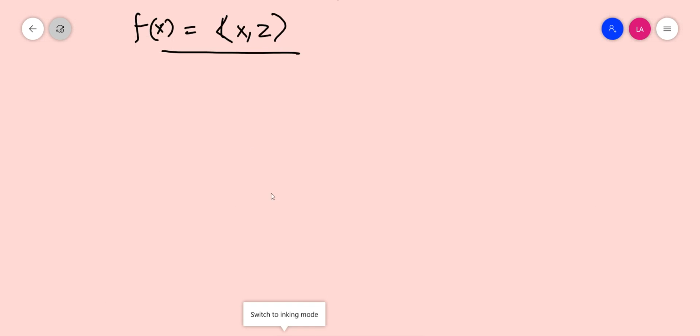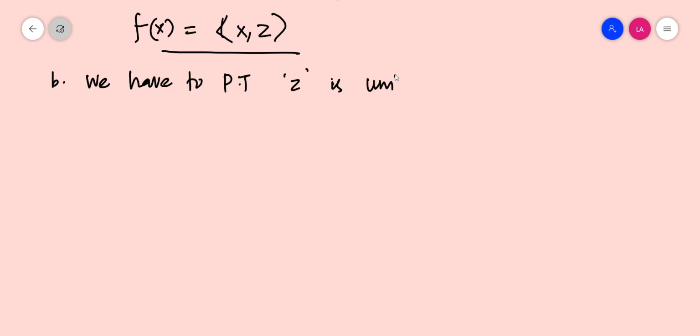Now moving on to the second part. We have chosen an arbitrary linear functional, and associated with that linear functional, we have found a z such that f(x) is of the form inner product of x with z. In the second part, we have to prove that this z is unique.